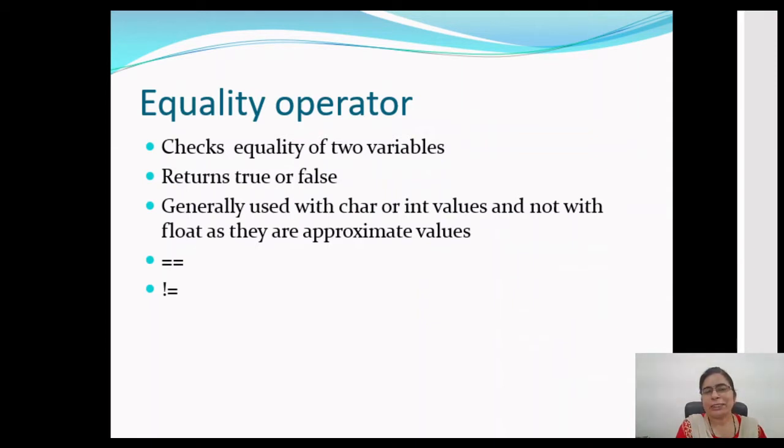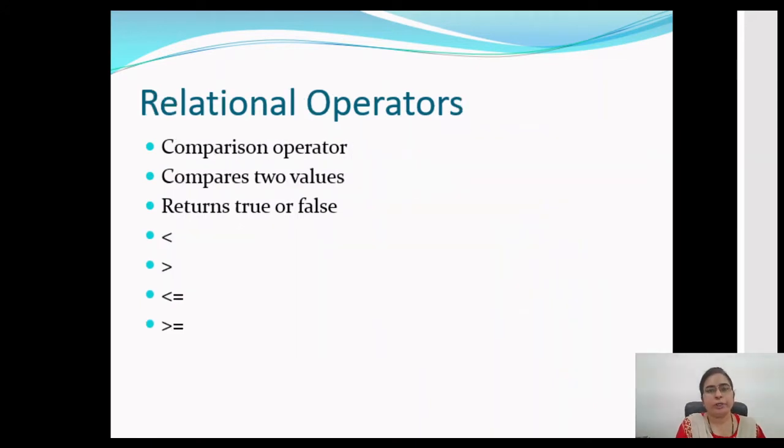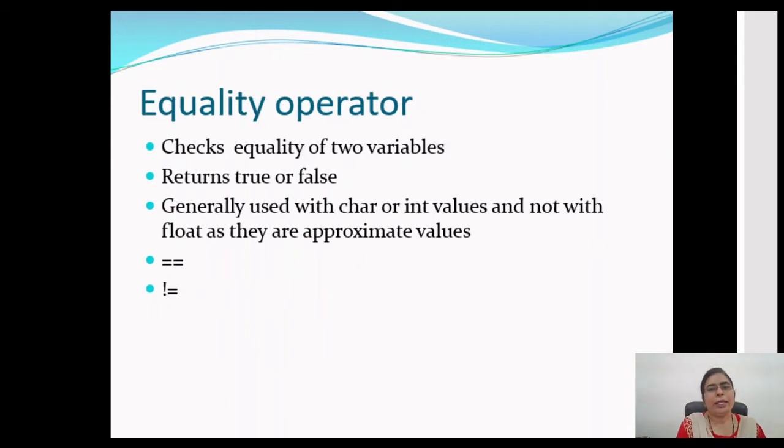So floating point values are basically approximation values, and that's why we do not use equality operators with floating point values. The relational operators can be used with floating point values, but the equality operators should not be used. You can use it, but it should not be used because that might produce incorrect results.